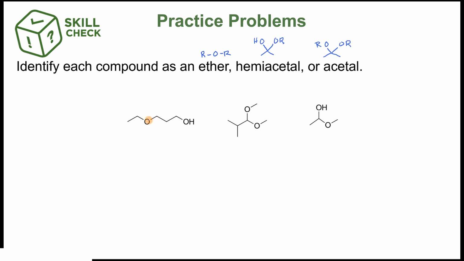If I look at this compound here, I have an oxygen with a carbon here and a carbon here. So this one is an ether. This carbon right here is bonded to an OCH3. On the same carbon is an OCH3. This one is an acetal. And this one right here has an OH and an OCH3 on the same carbon. This is a hemiacetal.